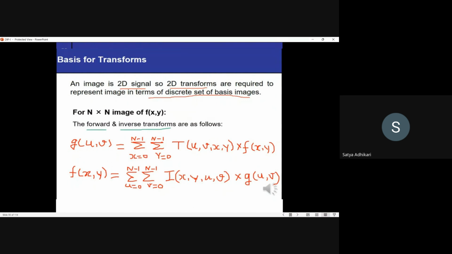Okay, to get G(u,v). So f(x,y) is your original form. After using T(u,v,x,y), the transform function, we get g(u,v), which is a new form.